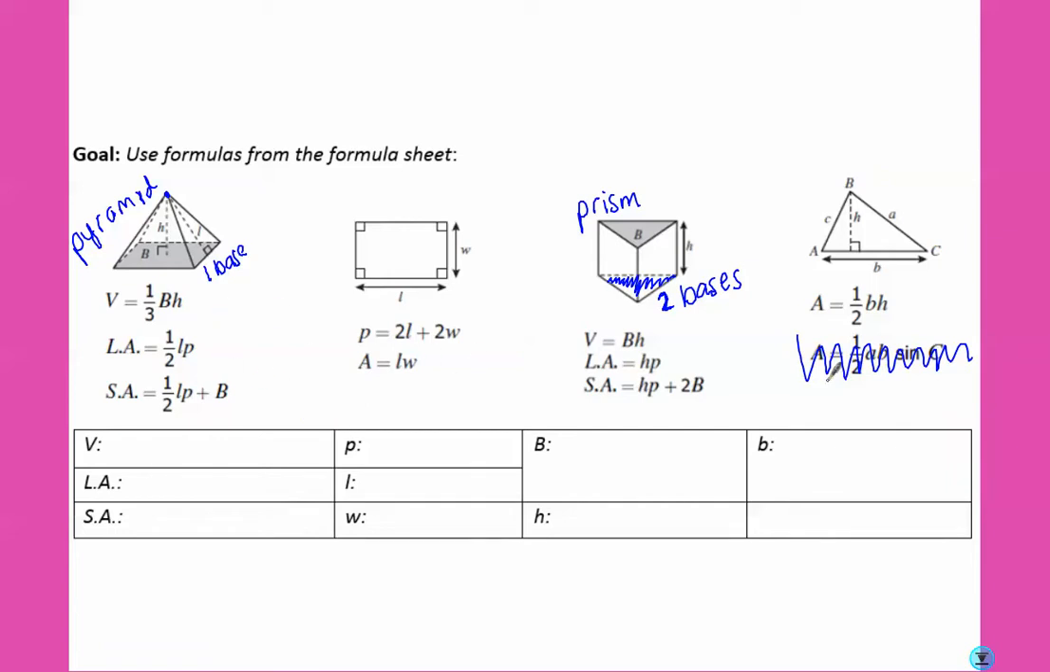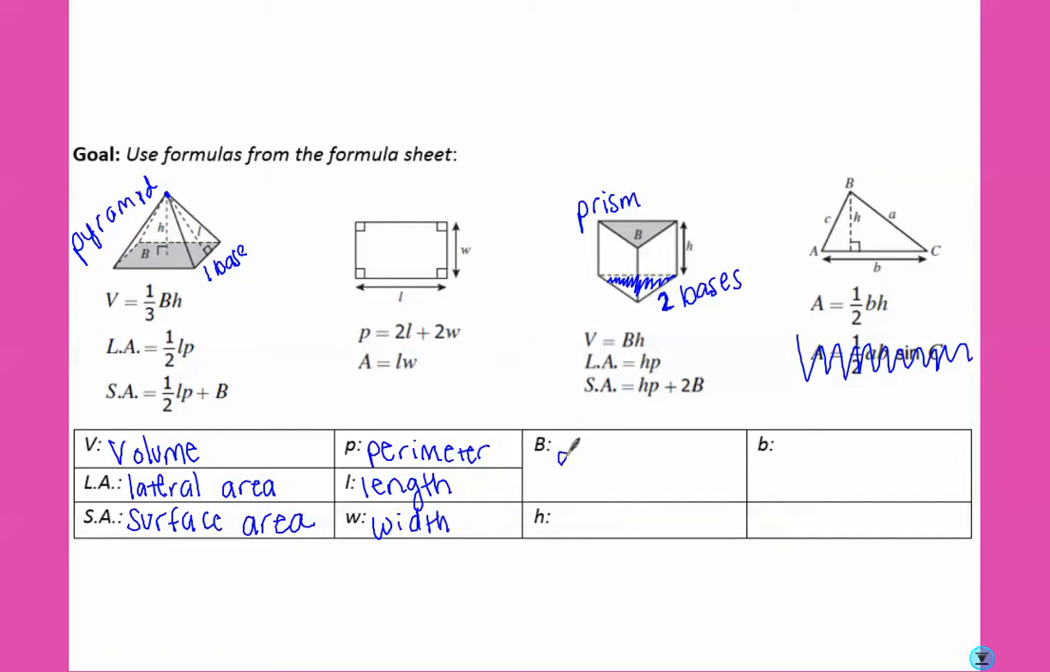So lots of abbreviations going on in these formulas. V stands for volume. LA stands for lateral area. SA stands for surface area. Lowercase p stands for perimeter. L in most cases is length. If you notice there's an L here and an L here, this is the length going down this triangle. This is the length here. So in general, it's length. W is width, how wide it is.